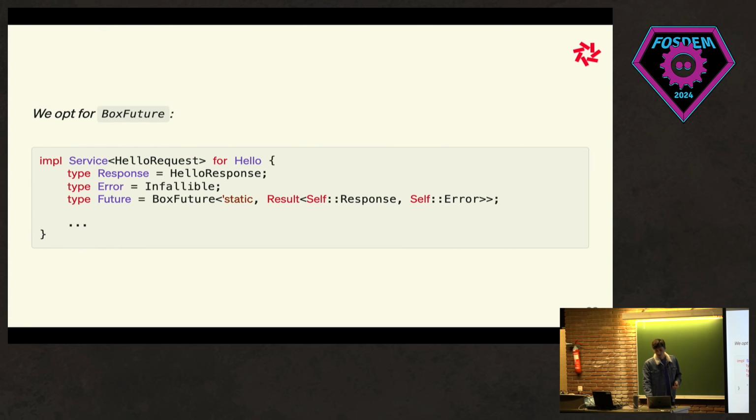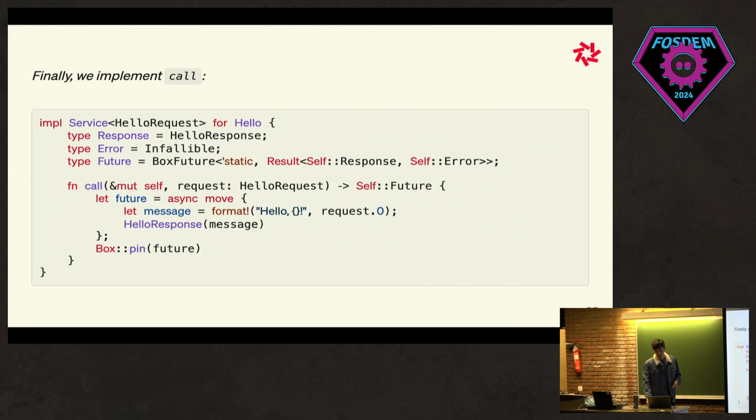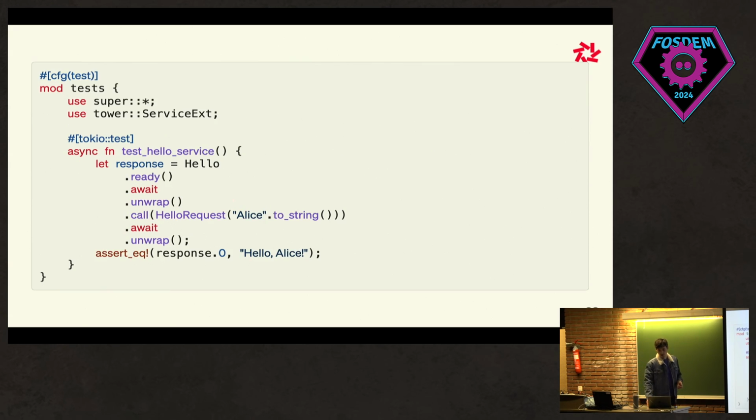So we choose the static lifetime. The Tower service trait is not generic over a lifetime, so we have to go for static. Then we write poll ready. It's always ready, so it's pretty straightforward. And then we write our future. So we declare an async move block in which we build a message and build a response. And then we box that future on the heap. We pin it with Box::pin, and we should be done.